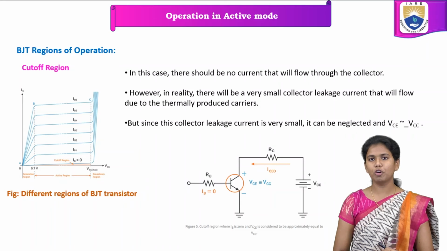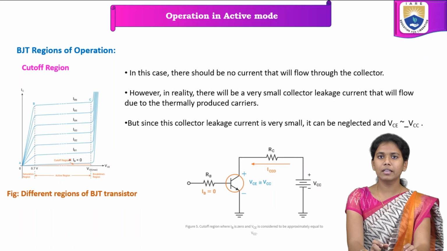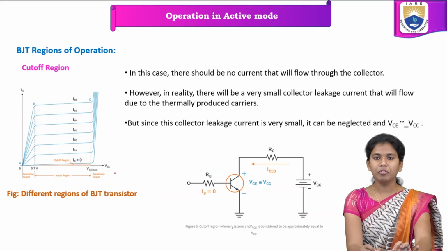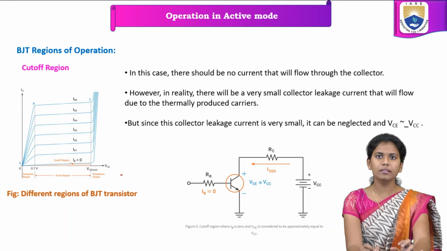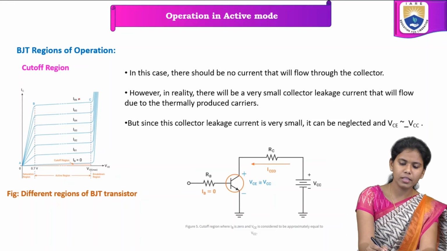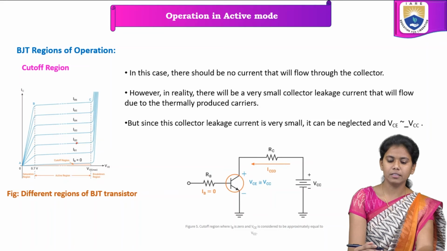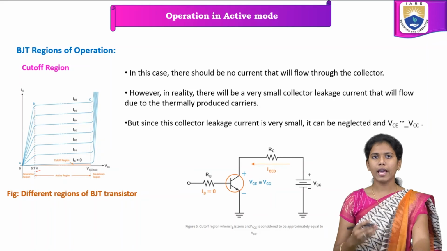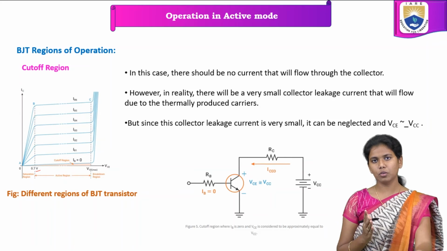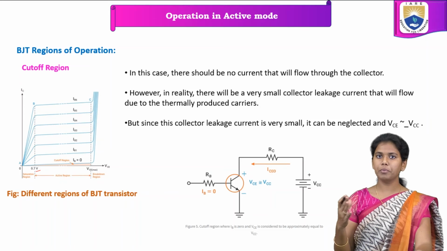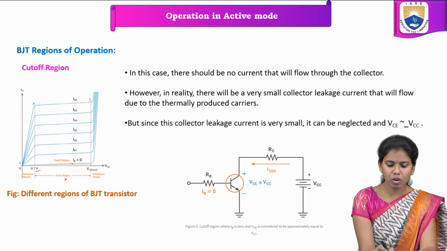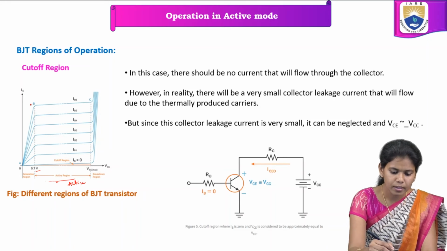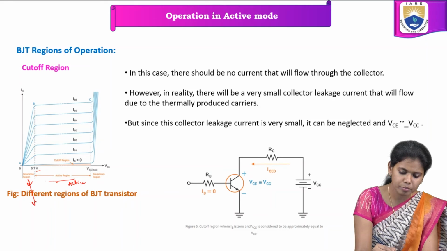So this is the BJT region of operation. Here, this is a graph of IC and VCE, the collector current and the voltage across collector and emitter, for different base currents IB. We see that it is 0.7 volts or higher. In the active mode, the voltages can go to 0.7 and beyond. This is the active region, and this is the saturation region.